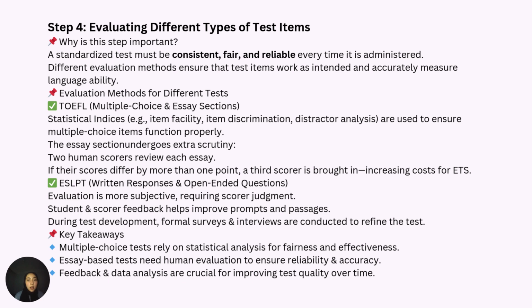Item facility, item discrimination, and distractor analysis are used to ensure multiple choice items function properly, and the essay section undergoes extra scrutiny, like two human scorers reviewing each essay. If their scores differ by more than 1 point, a third scorer is brought in, increasing costs. So it starts to be more pricey.